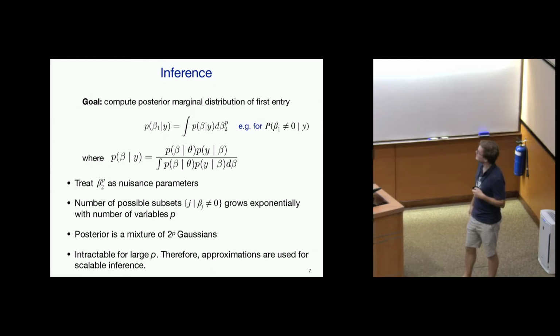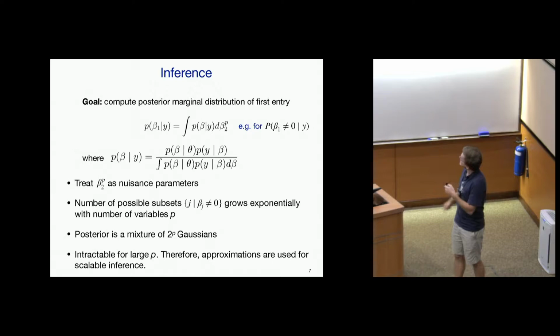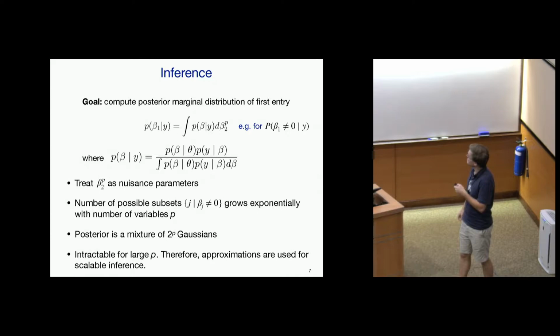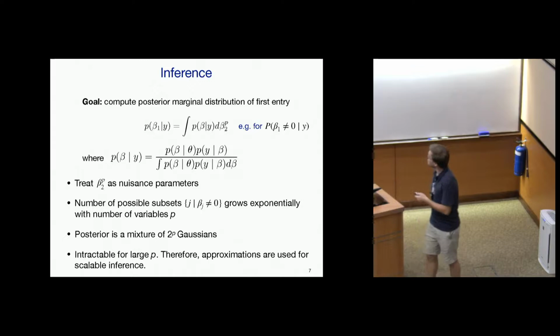The number of possible subsets that you could select grows exponentially in p. That's if you talk about all the betas. If you want to compute this normalizing constant, you have to sum over all the possible prior configurations. The prior is an IID Bernoulli choice of whether each beta is included or not. Therefore, you have 2 to the p different subsets in your prior already. The posterior has to sum over that, and therefore your posterior is a mixture of 2 to the p Gaussians. This shows why this is a challenging posterior to compute.